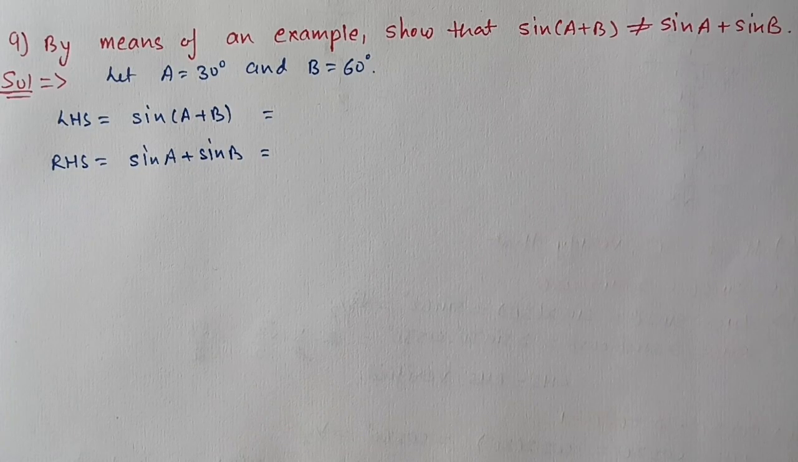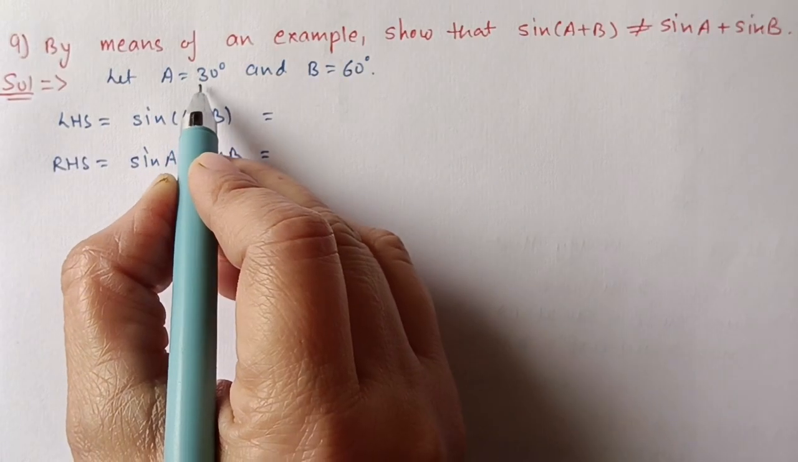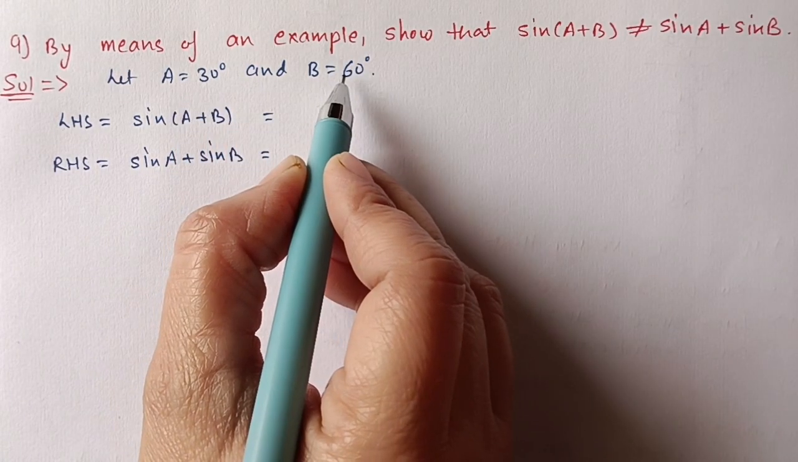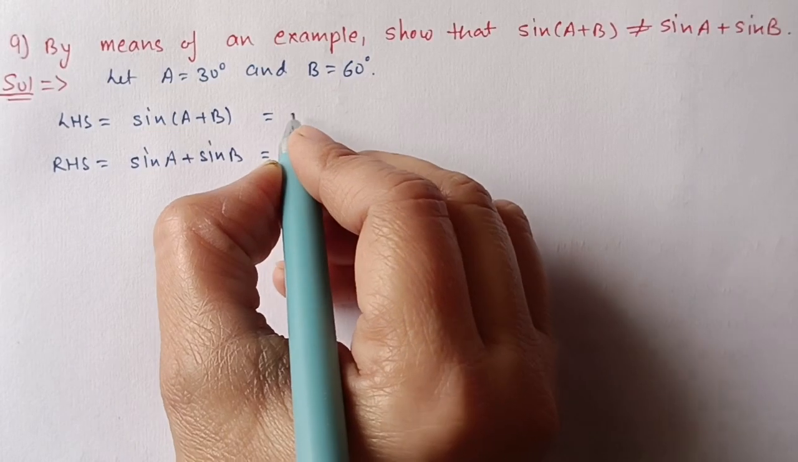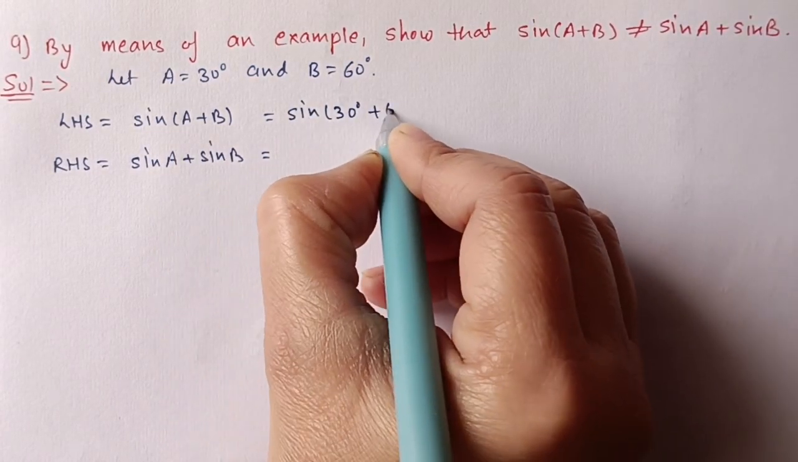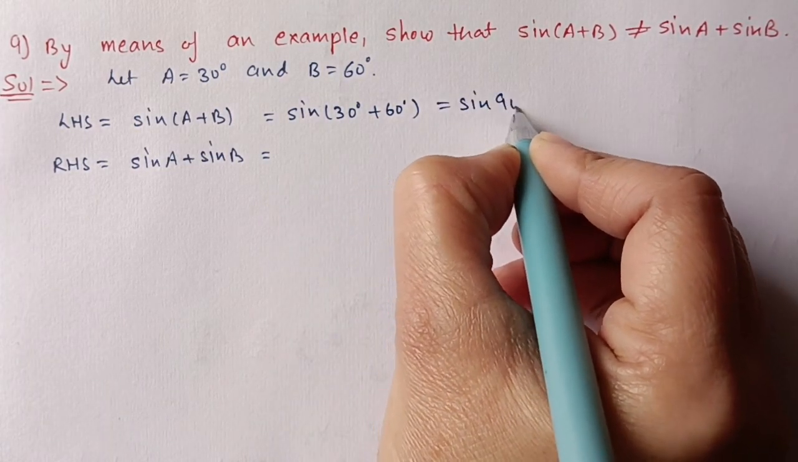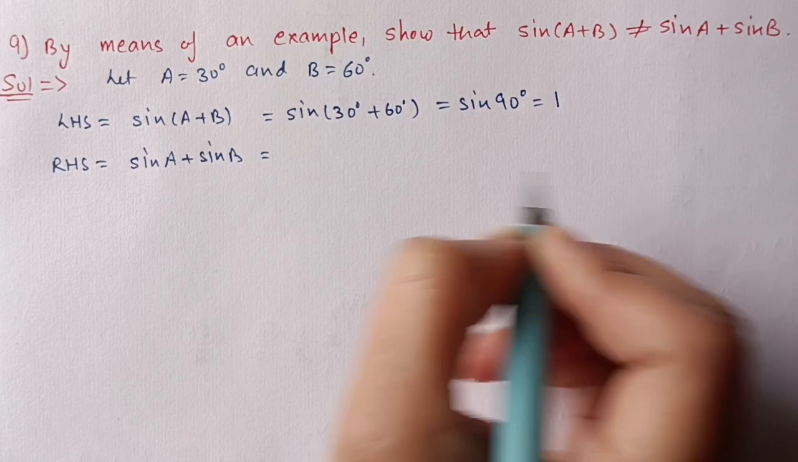Question number 9. By means of an example, show that sin (A plus B) is not equal to sin A plus sin B. So here we have to take one example. Any two values you can take for A and B. So first I have taken, let A be 30 degree and B be 60 degree. So sin (A plus B) means sin (30 plus 60), sin 90. Sin 90 value is equal to 1.